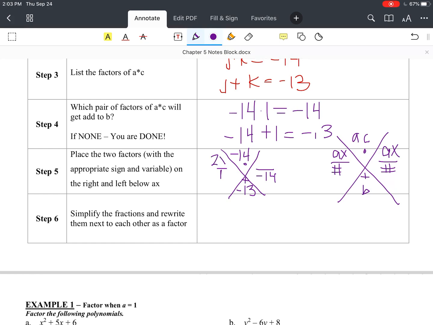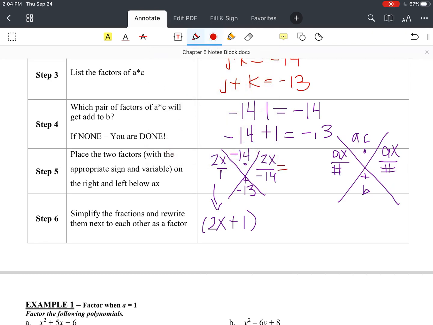So a in this case was 2, so I'm going to put 2x at the top of both these fractions. You have to simplify the fractions, and then rewrite them as a factor. Well, 2x over 1, that fraction doesn't simplify. It's as simplified as it gets. So that just becomes 2x plus 1. So the denominator becomes the second number in your binomial.